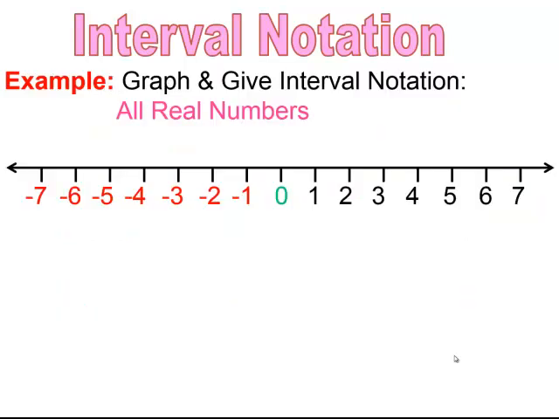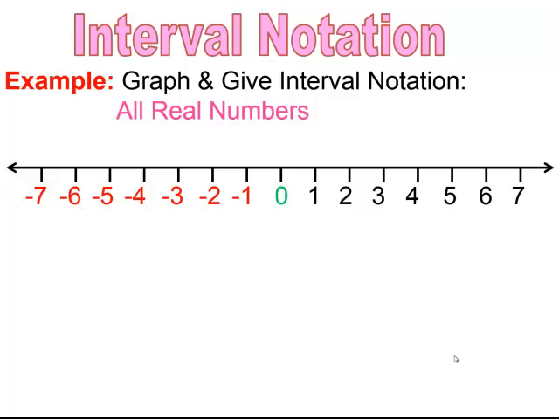So we're going to start off by looking at a number line and understanding how a number line works. So again, we have 0, and to the right are positive values and to the left are negative.